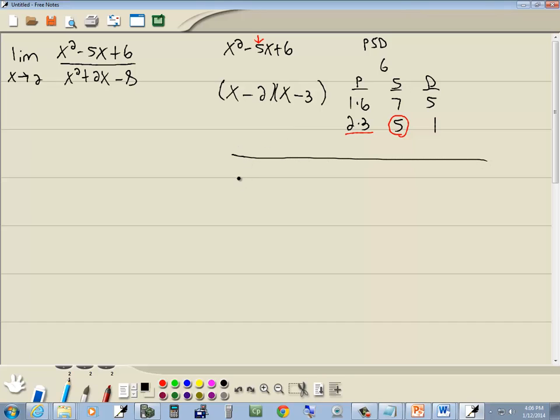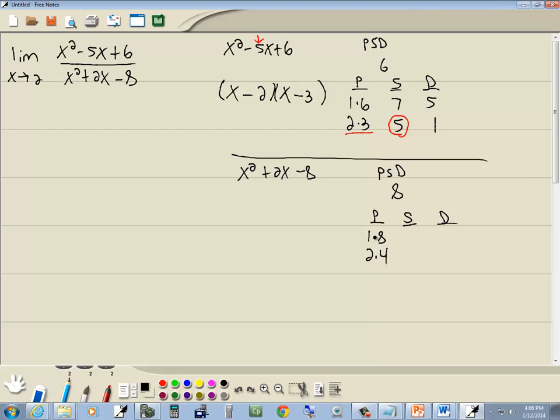Okay, let's take a look at our other one. We've got x squared plus 2x minus 8. Again, this is PSD because we have x squared, x, no number in front of the x squared. Take the number at the end, ignoring the sign. So take the 8 and come up with our 3 columns again. The products give us 8. 1 times 8, 2 times 4.